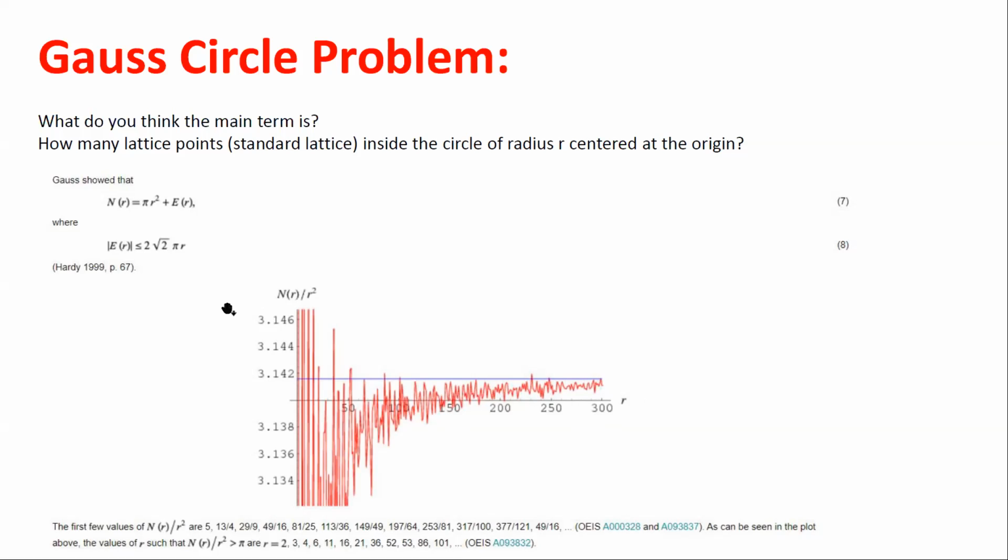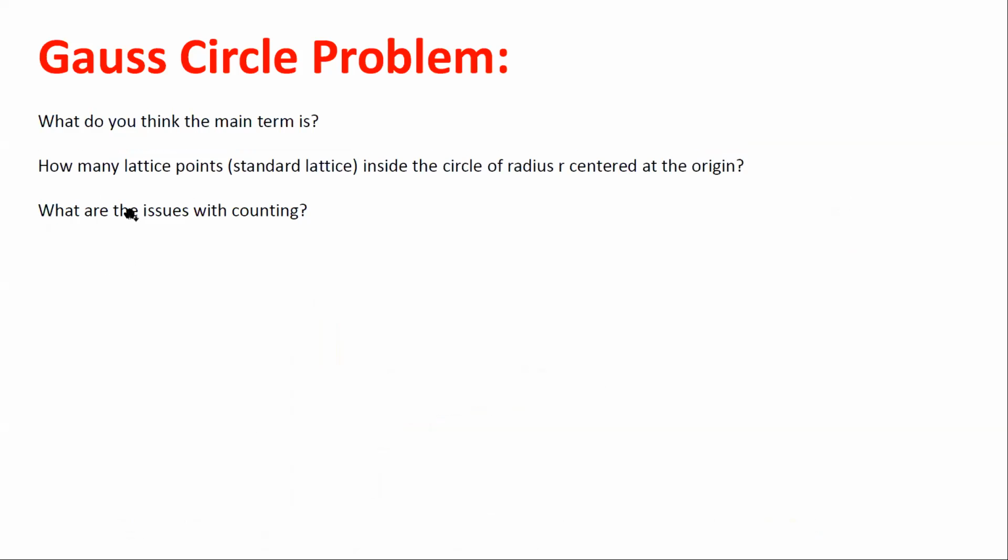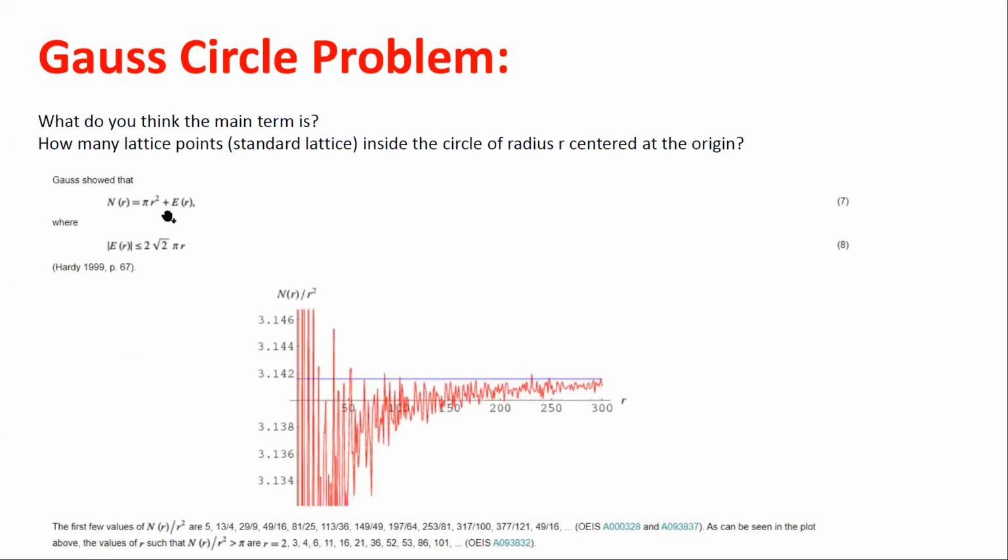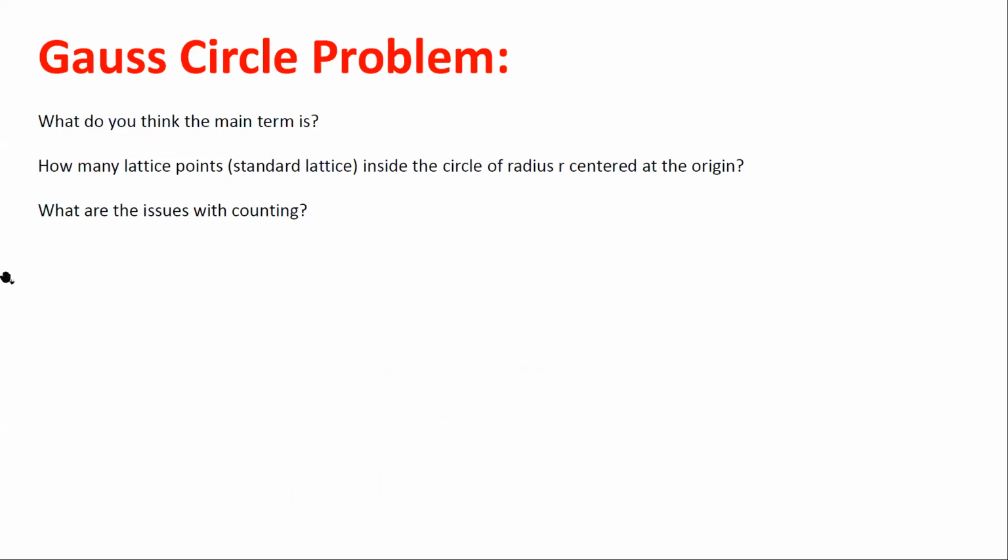Here, N of r is the number of lattice points in a circle of radius r, and E of r is the error; pi r squared is the predicted main term. Okay, so we believe we know the main term. We believe the main term is pi r squared, and we'll see very shortly a quick argument that yes, it is pi r squared. What do you think the issues might be when we try to count? What might be the difficulty?